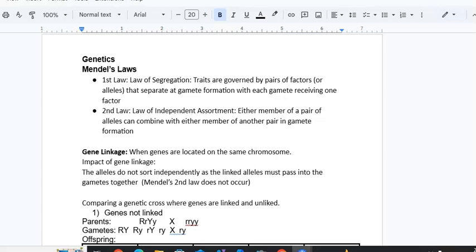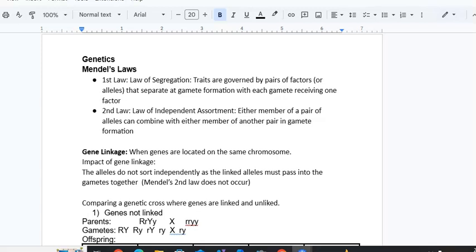Hi. So I just want to go over some of the stuff I've been doing in class over the last week or so. A lot of you have missed out on it. So we were looking at the genetic crosses and the extra ones that are required at higher level.